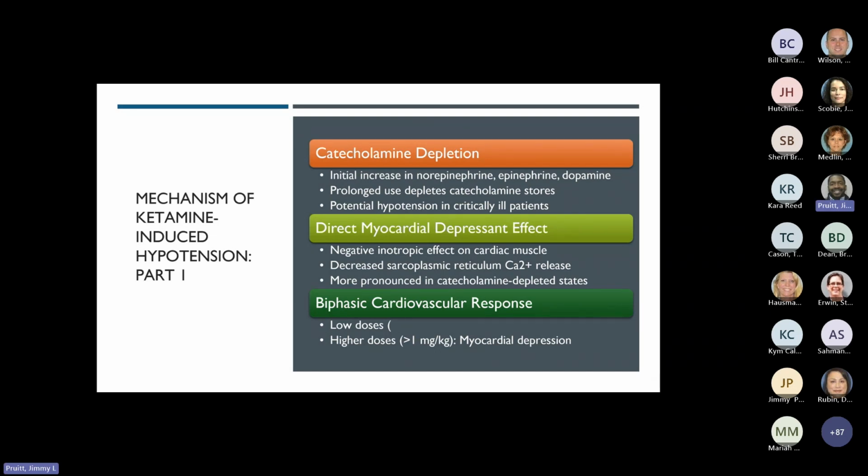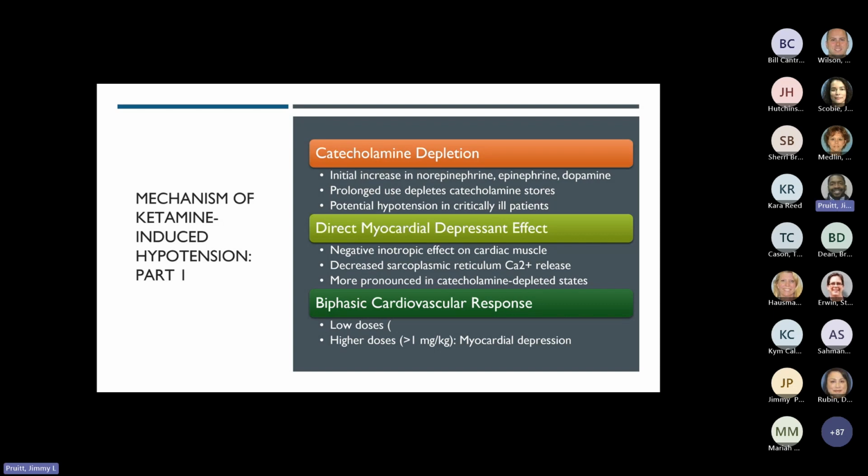Something that is not talked about is the fact that this catecholamine surge or reuptake inhibition that ketamine causes is usually going to be overcoming the direct myocardial depressant effect that it has. So it does have a negative inotropic effect on cardiac muscle, but we don't really see it all the time because we have enough catecholamines in the body to overcome that. And this is due to the fact that it can decrease SR calcium release, and it can be more pronounced. And we're probably only going to see this in catecholamine-depleted states.